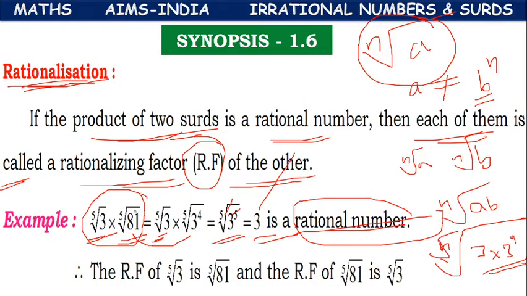So what about these two? The rationalizing factor of 5th root 3 is 5th root 81, or the rationalizing factor of 5th root 81 is 5th root 3. They are rationalizing factors of each other. Rationalizing factor means if we multiply a surd with another surd and it gives a rational number, that is called the rationalizing factor of the given surd.